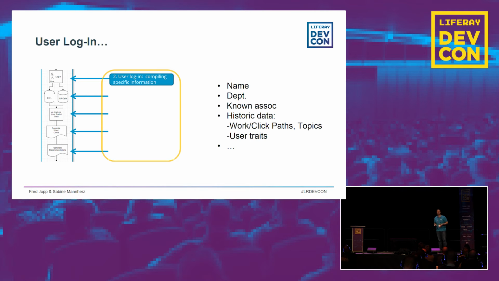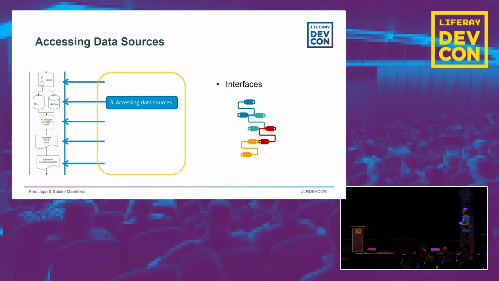The first step is user login. What we're getting then, in the best case, is information about the user: the name, the location within the hierarchical structure of the business portal, what department the person belongs to, who co-workers or known associates are, and whether there is historic data available, such as historic click paths, topics, user traits, and so on. All of this information must be accessible. Again, data accessibility is of course the key factor.